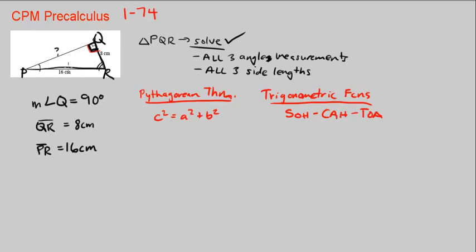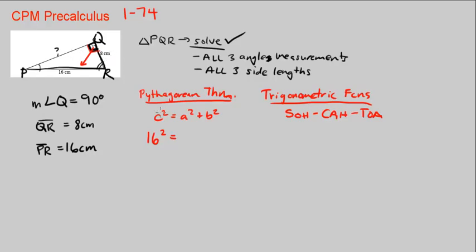Let's start off by looking at the Pythagorean Theorem, because we have two sides. We know this side is 16 and this side is 8. We just need the third side. So which one is A, which one is B, which side is C? Remember, C is always opposite the right angle, always the longest. So C is 16 squared. And A and B are just the other legs of the right triangle, so they're not the hypotenuse.